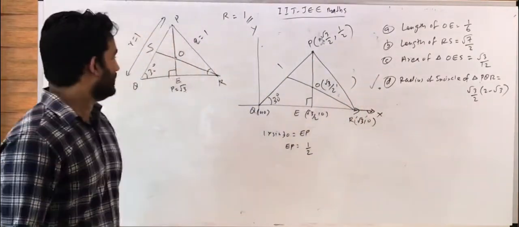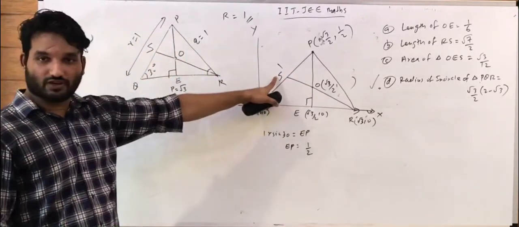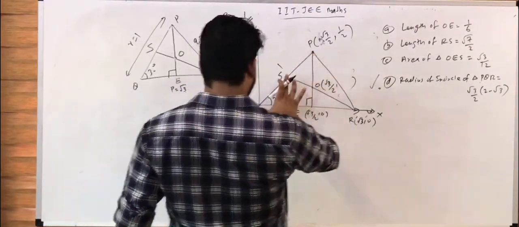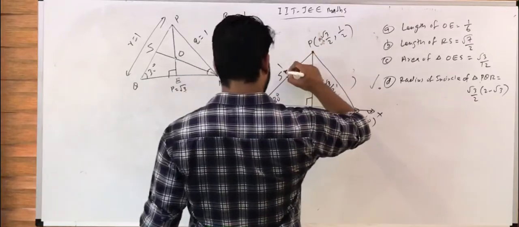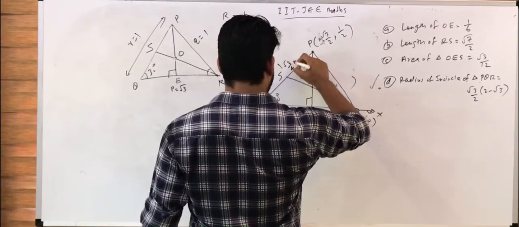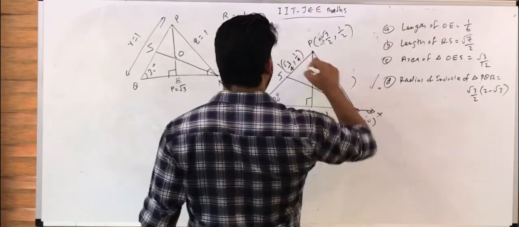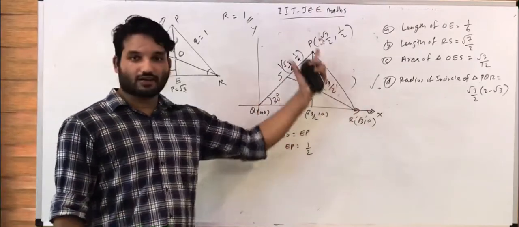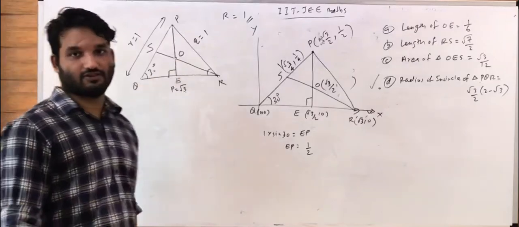And also here the point is S. We need to find this coordinate also. Since this is the midpoint of QP, it will be x1 plus x2 by 2, that is root 3 by 4, comma, y1 plus y2 by 2, that is 1 by 4. Now we have got all the coordinates of the points in the given triangle.